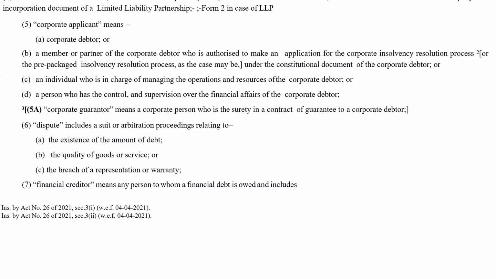And it could be relating to the existence of the amount of debt. One party is saying that I have given the money, the other party is saying I have not received any goods or services. Because here we are talking about dispute only in terms of operational debt. Section 7. Quality of goods or service or the breach of a representation or warranty. So now let us again go back to section 8. Whenever any question arises regarding a particular term, we'll go again to the definition part, which is mainly contained in section 3 or section 5.